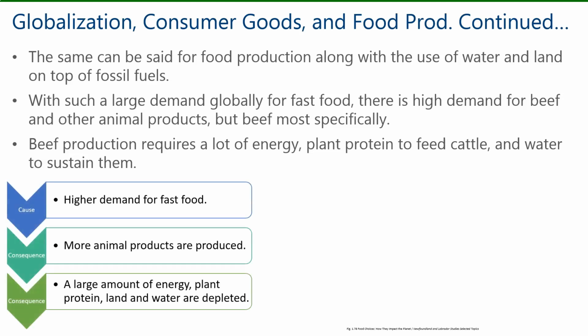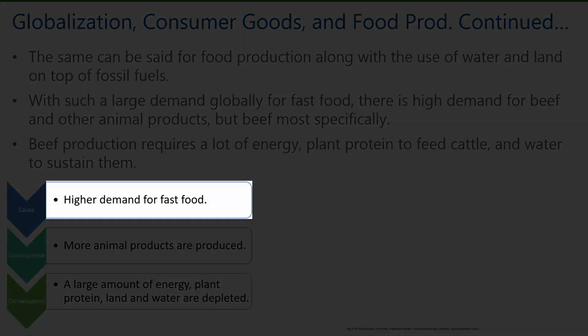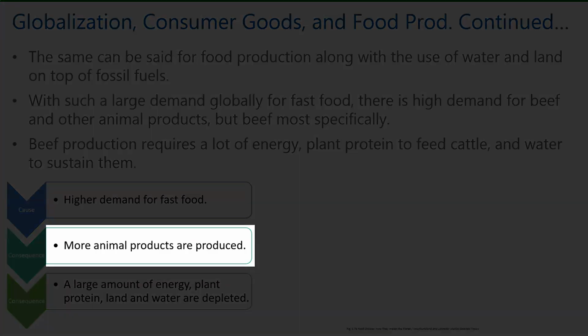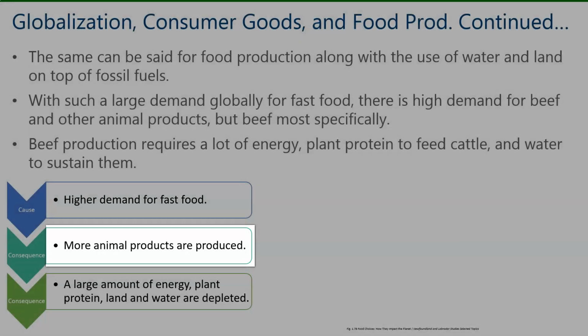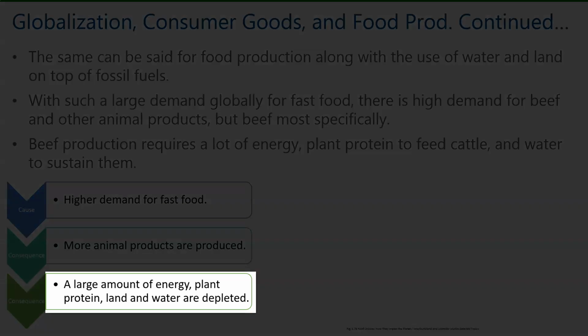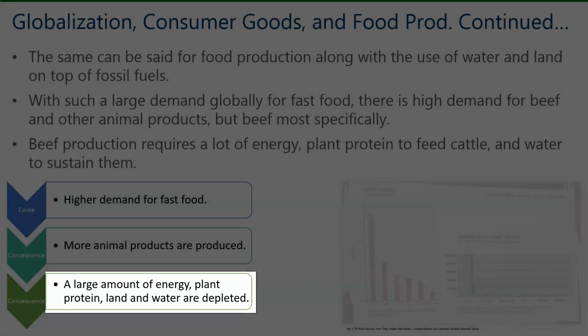So let's take a look at this cause and effect chart. Cause, higher demand for fast food. Consequence, more animal products are produced. Another consequence from that is a large amount of energy, plant protein, and land and water resources are depleted.